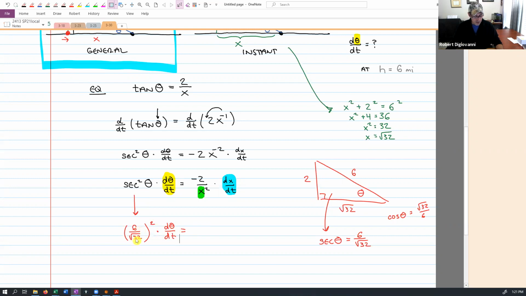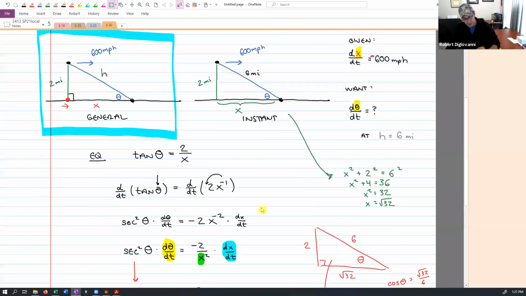So we're going to take 6 over root 32. I've got to square it, right? That's what this means. d theta dt, I'm going to go find that. And then I have -2 over x. x was root 32, but we still have to square it. And then dx dt was -600.